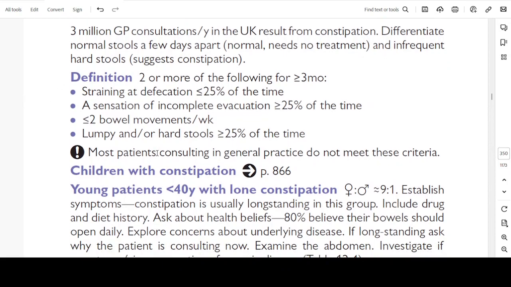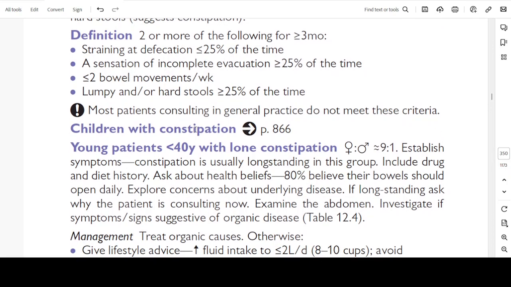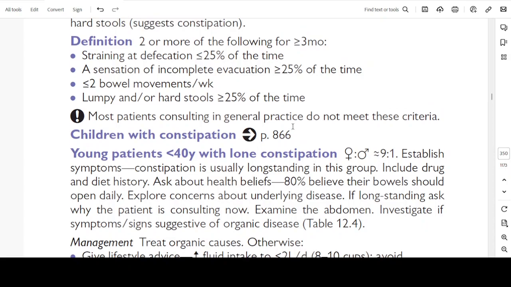Definition: two or more of the following for more than 3 months. Straining at defecation more than 25% of the time. Sensation of incomplete evacuation. Less than 2 bowel movements per week. Lumpy or hard stools more than 25% of the time. Most patients consulting in general practice do not meet these criteria. So there should be 2 or more of these criteria for more than 3 months for defining it as constipation.